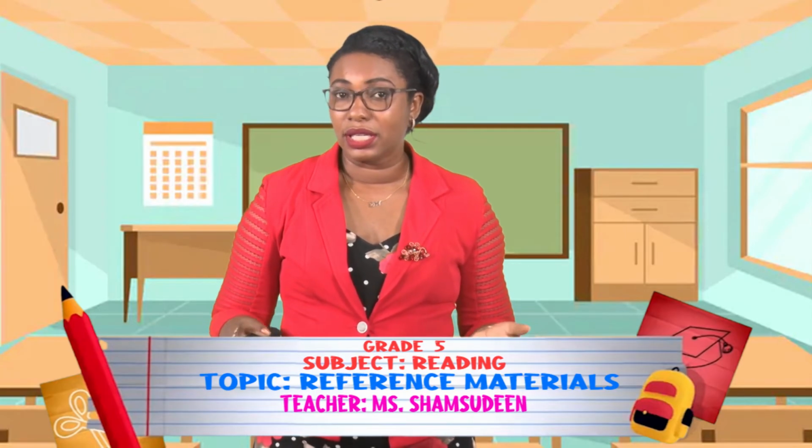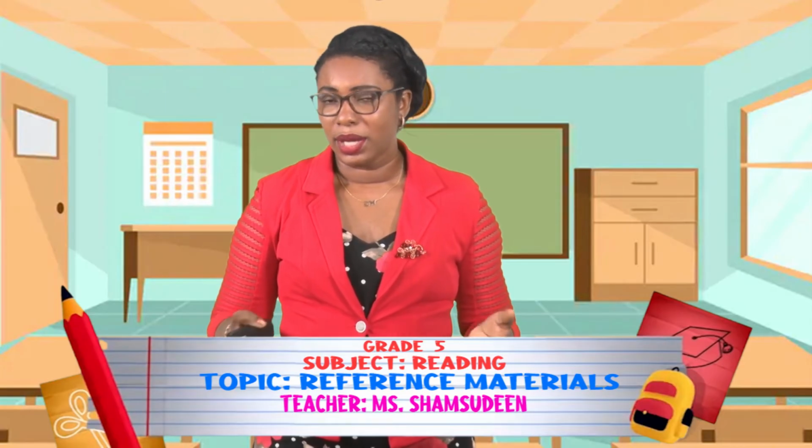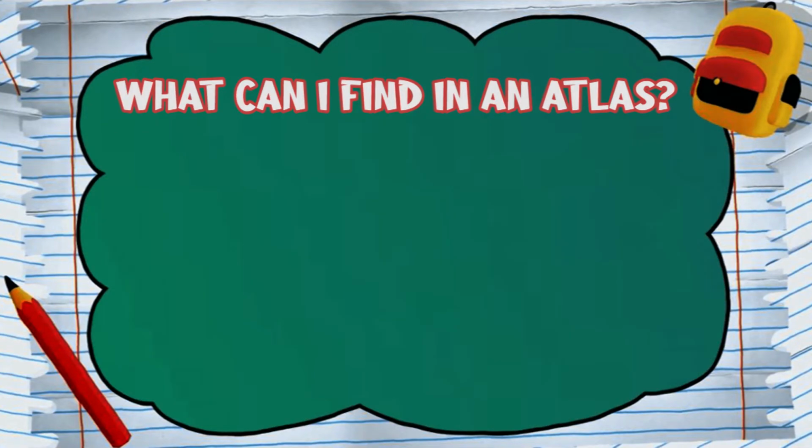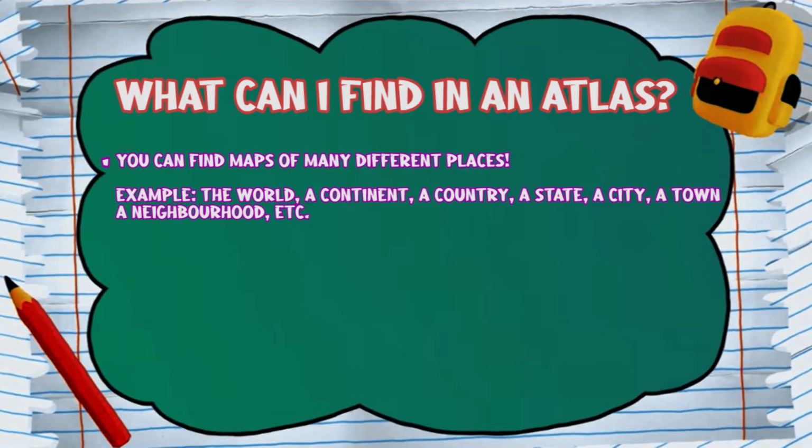Now, have you ever seen or used an atlas? What exactly is an atlas? An atlas is a book of maps. What can we find in an atlas? We can find maps of many different places. For example, we can find maps of the world, we can find maps of a particular continent, a country, a state, a city, a town, or even a neighborhood.